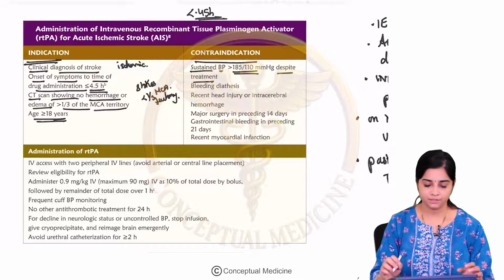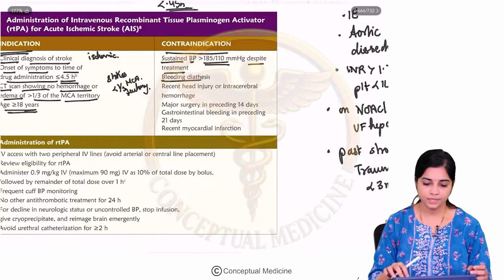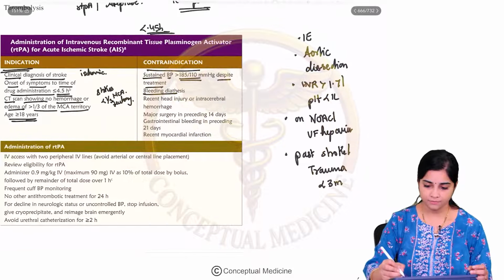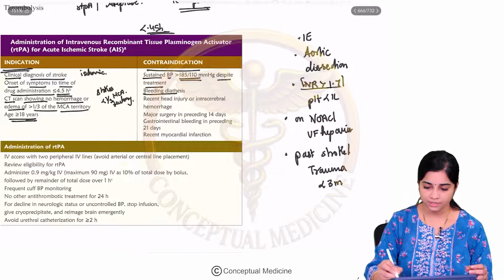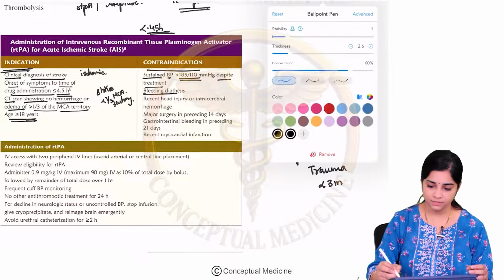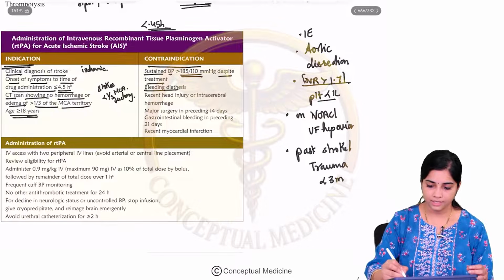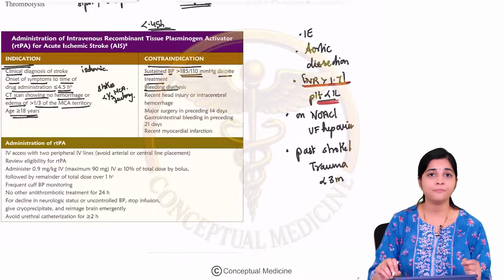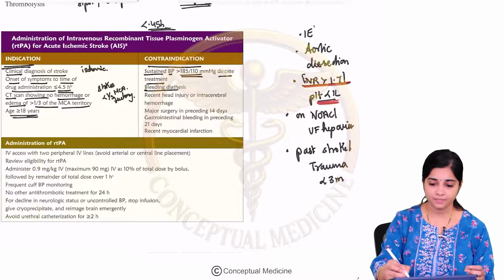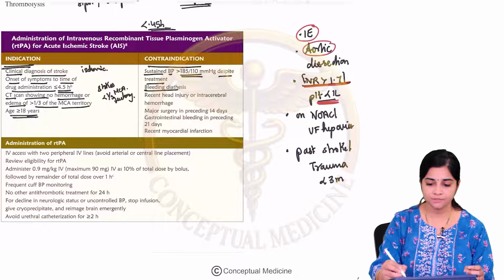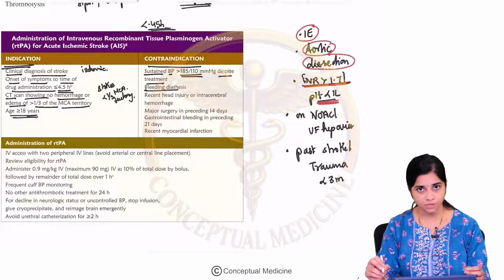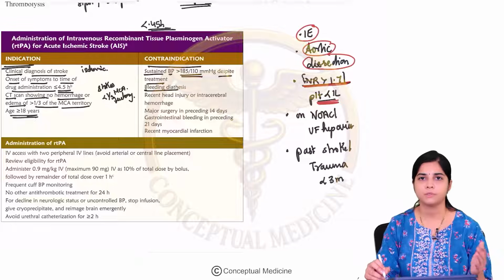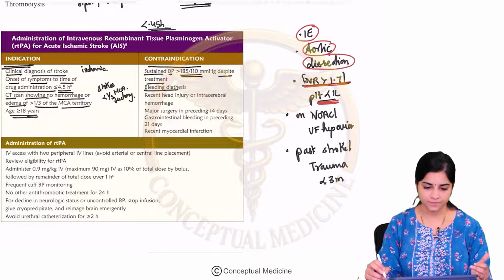Okay, fine. Then the next absolute contraindication is bleeding diathesis, where the INR is more than 1.7 or the platelet count is less than 1 lakh. So INR more than 1.7 or platelet count less than 1 lakh. Apart from that, absolute contraindications include the presence of infective endocarditis or aortic dissection. Concomitantly, do not thrombolyze the patient because there are high chances of bleeding and collapse.